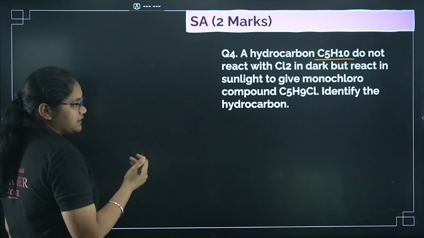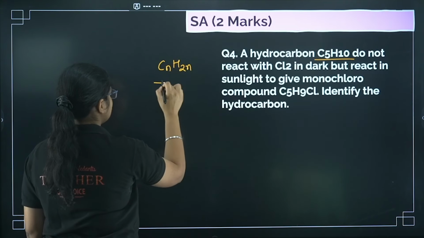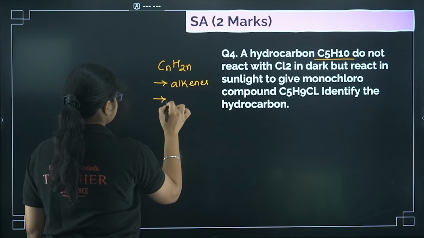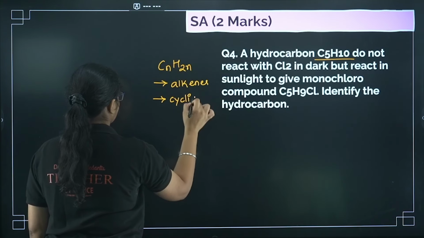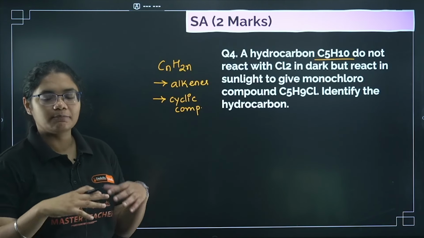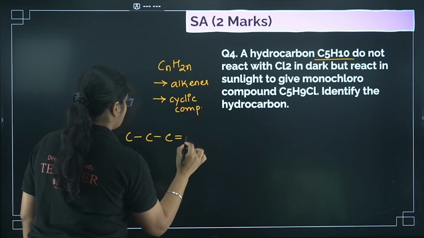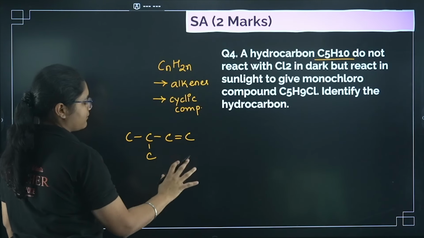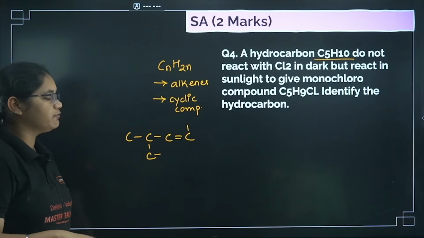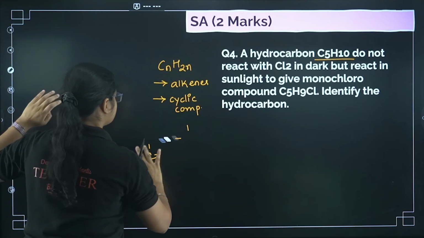Okay, so you can see the general formula of this one is CnH2n, right? This general formula is either for alkenes or for cyclic compounds. Okay, so alkenes, if I take, I will never get the same mono-halo derivative. For example, if I have this particular compound, I'll just make one random compound, then definitely here if you put chlorine, you will get a different compound, and here if you add chlorine, you will get a different compound. But we need to get a monochloro derivative, meaning all the groups should be the same.